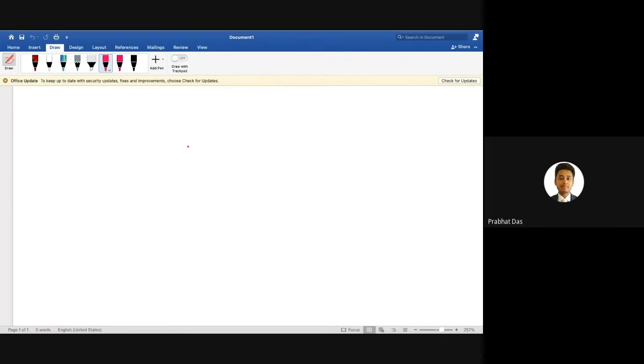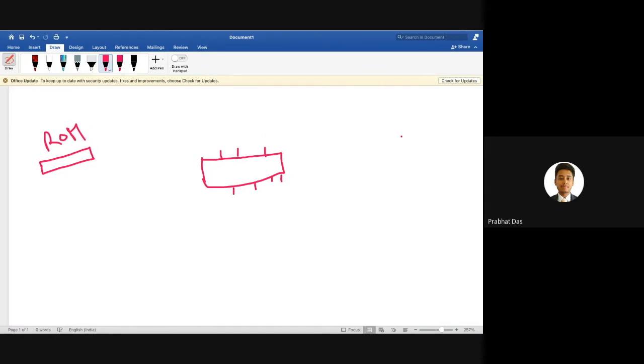Okay, so for example, this is your ROM chip, or the IC whose name is ROM, read-only memory. This is your RAM. We'll be giving it some legs, although RAM doesn't have them. Then this is your secondary storage device. Let's say this is an HDD.